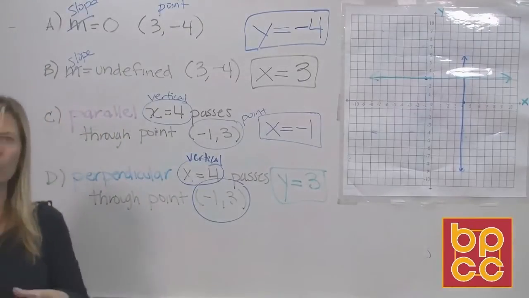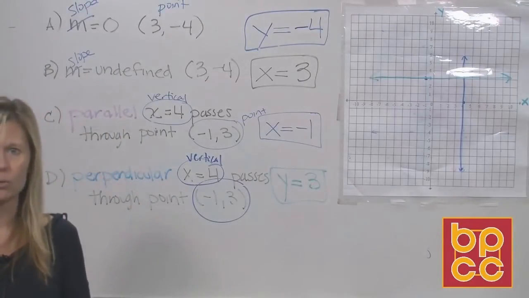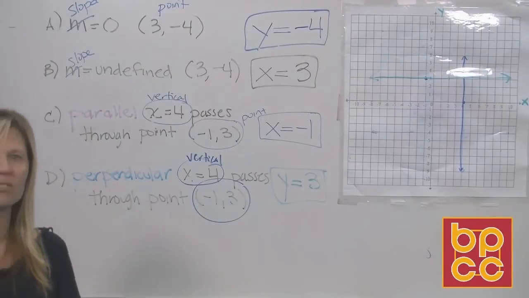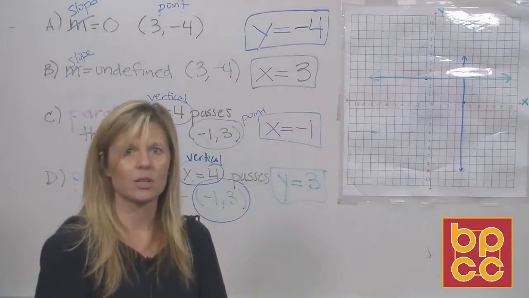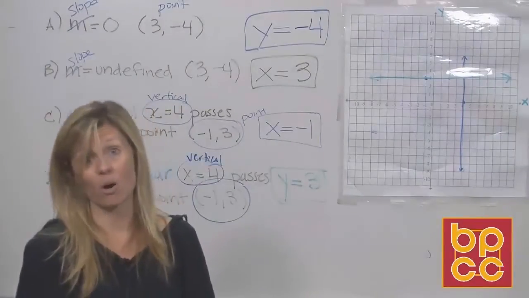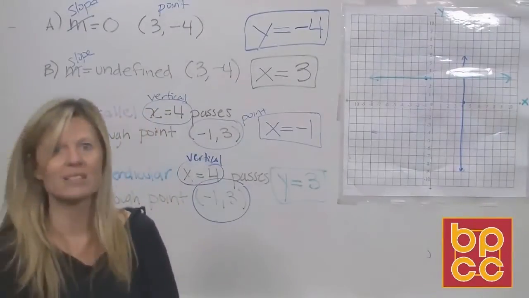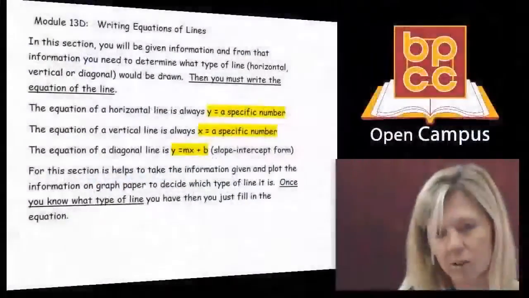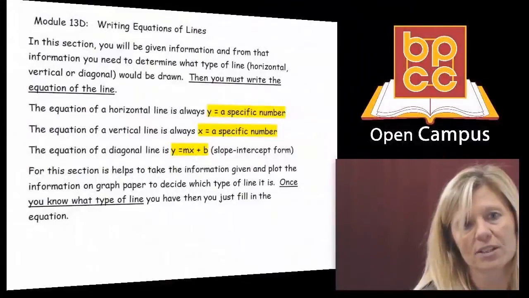So those 4 were relatively simple clues. We talked about looking at clues to write the equations of horizontal and vertical lines. What we have left to do now are the harder ones, the diagonals. Let's go back to the notes. Okay. So in our notes, we've done these first 4 examples.